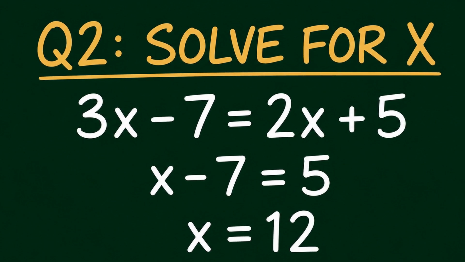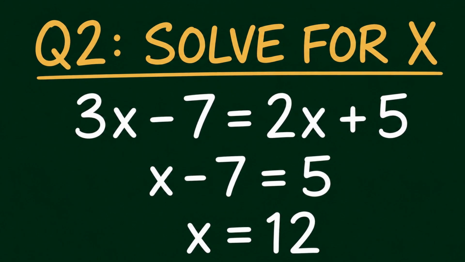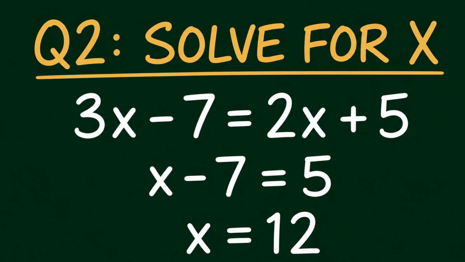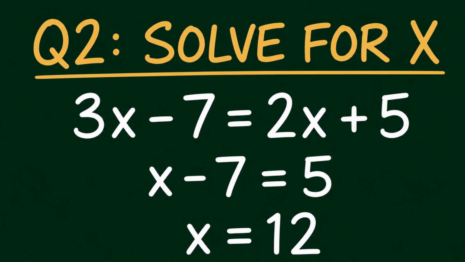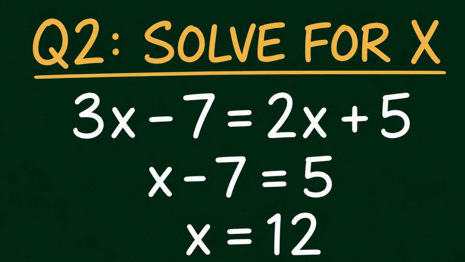Step 2. Add 7 to both sides. x equals 5 plus 7, which is 12, so x equals 12. Always do the same operation to both sides. That's the golden rule of equations.